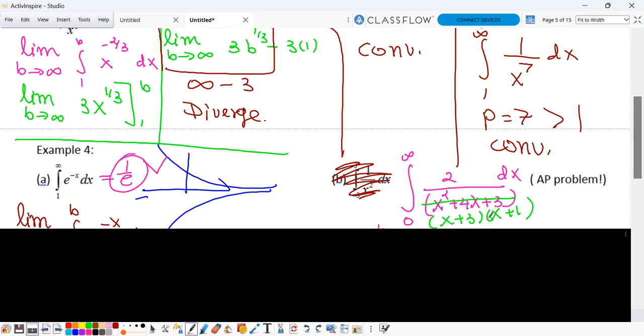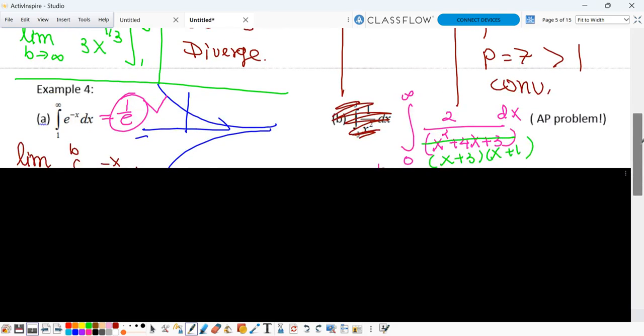Integral from 0 to infinity of 2 dx over x squared plus 4x plus 3. Now, one thing for sure that we know is how to make it proper, but how do we evaluate this integral? What technique of integration would you use? Is it possible to do the u-substitution?